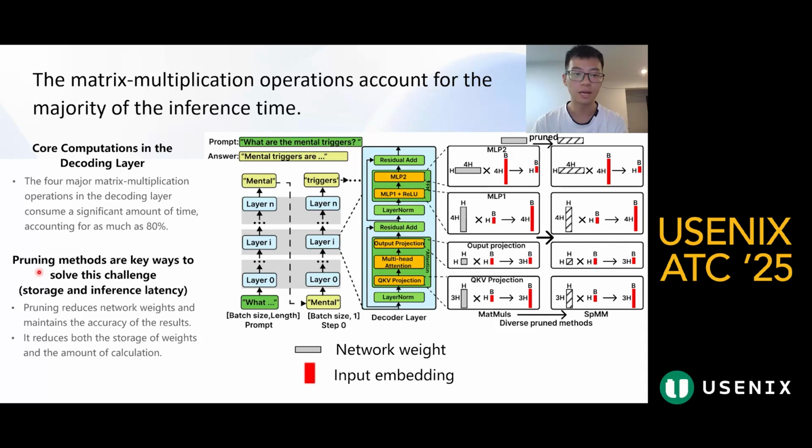Then, recent studies find that pruning methods are key ways to solve this challenge in storage and inference latency. Pruning reduces network weights and maintains the accuracy of the results, reducing both the storage and the amount of calculation. The gray is the network weights, and the red is the input embedding. We can see there are so many diverse pruning methods that have been proposed here.